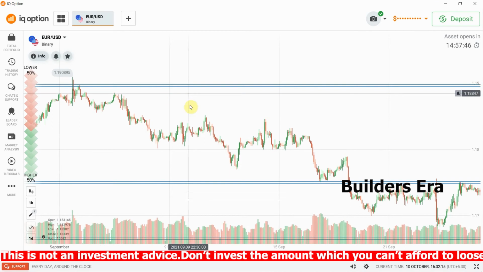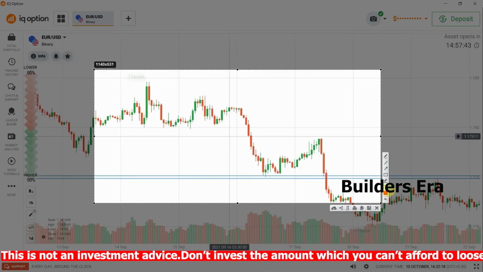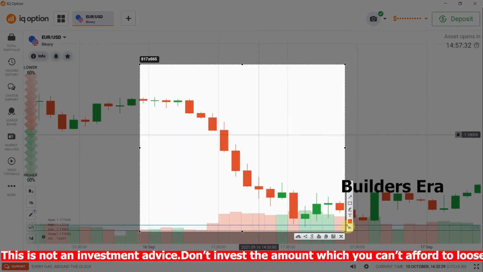Now we can see here's a resistance, here's a support, and in this area the momentum is down, the market is coming down, but you can see the market is showing some wicks. Here is a wick, here is a wick, here is a wick, here is a wick. This is called pressure. That means the market is moving within a trend, up or down.